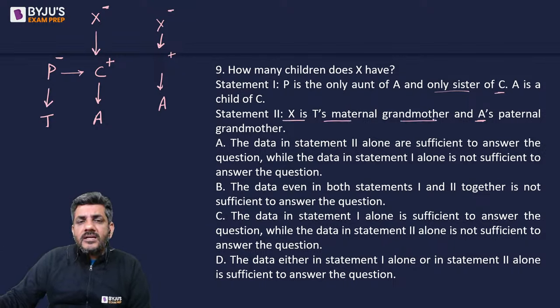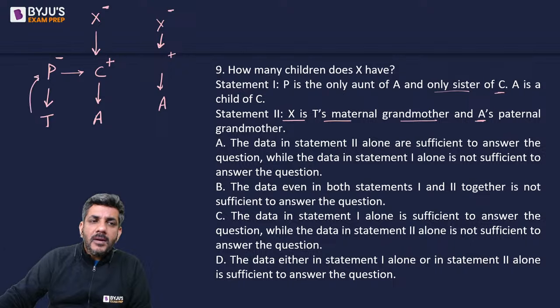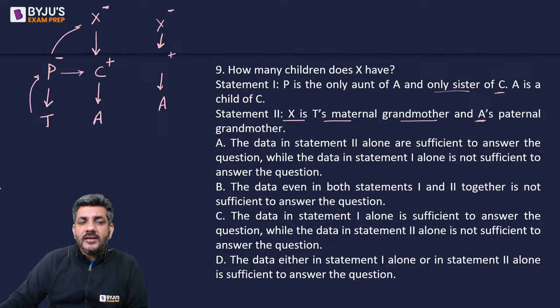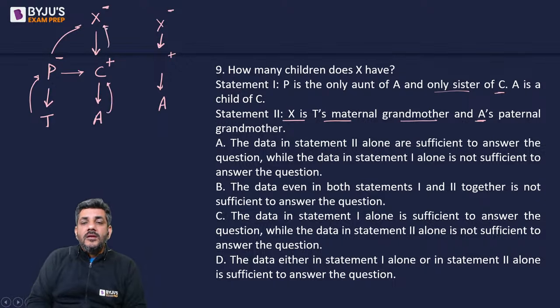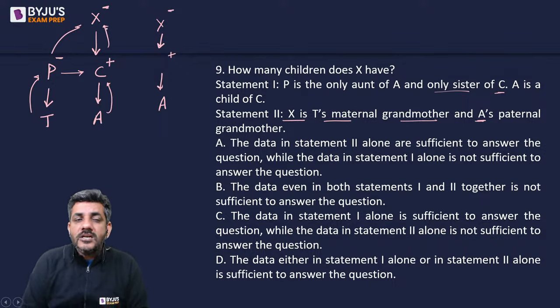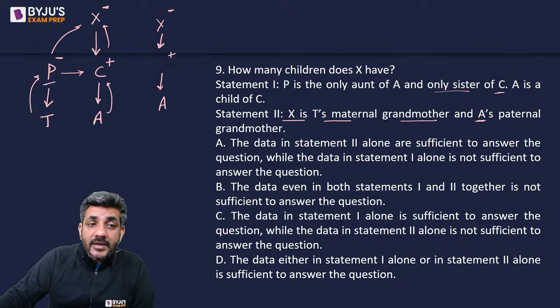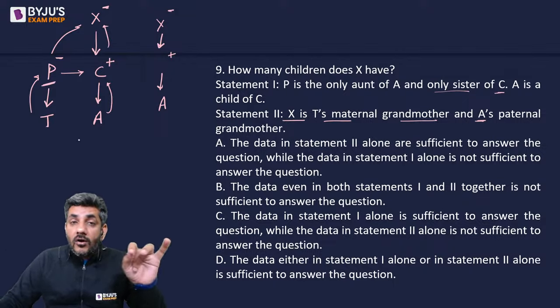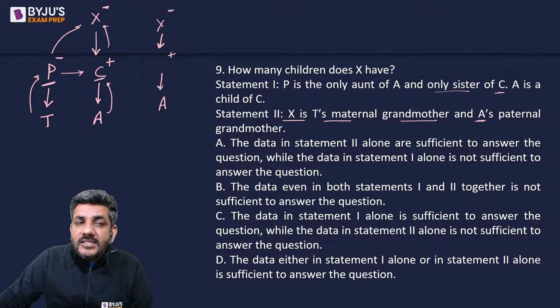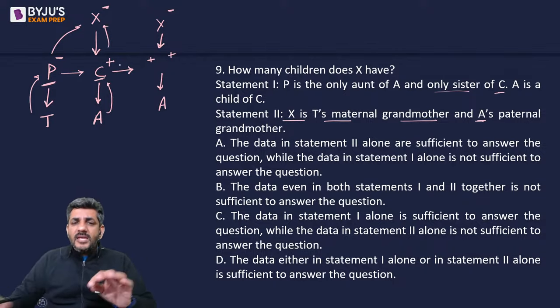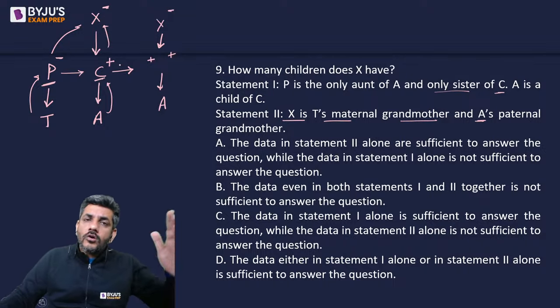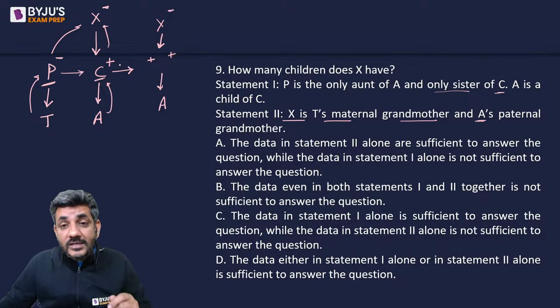X is T's maternal grandmother. Maternal grandmother मतलब mother's mother is maternal grandmother. And A's paternal grandmother, that means A's father's mother is paternal grandmother. Now, what is the question asking you? How many children does X have? We have definitely P as the only daughter of X. C is the son of X. But can't X have any other son? Yes, there is a possibility. P is the only aunt का मतलब ये है कि और कोई aunt नहीं है, एक ही अंकल तो हो सकते हैं.